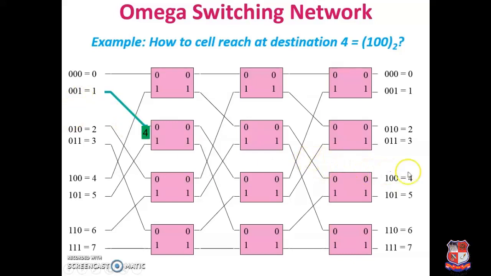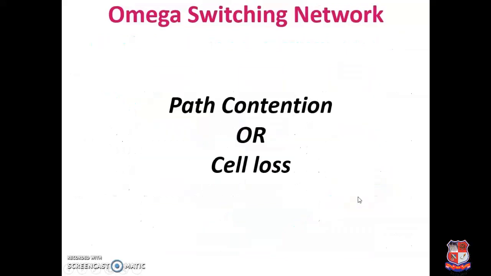First of all, see, 4 is equal to 100, so it comes over here through the path. Now it is connected to 1. Why? Because our first bit, the most significant bit, is 1. Now it is connected to the next switch. Now what is the path? It is 0, so it is connected with 0. Now go to the next level switch again over here, and the last bit is 0. See over here, so the 4 number cell has reached the destination number 4.